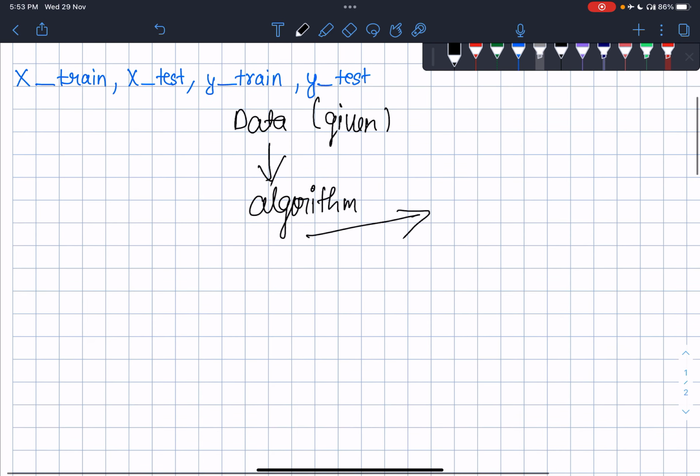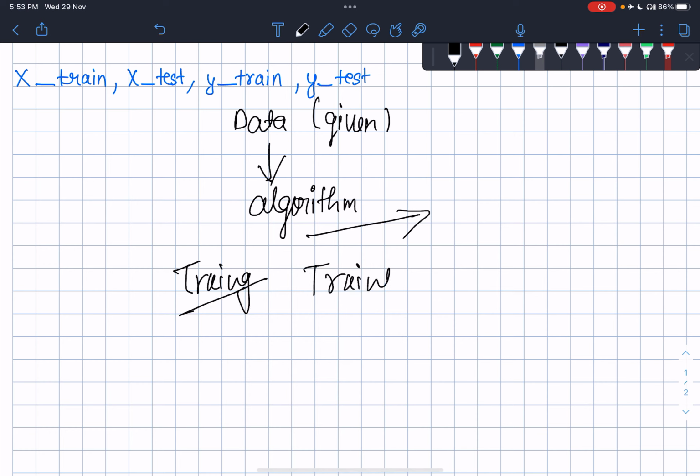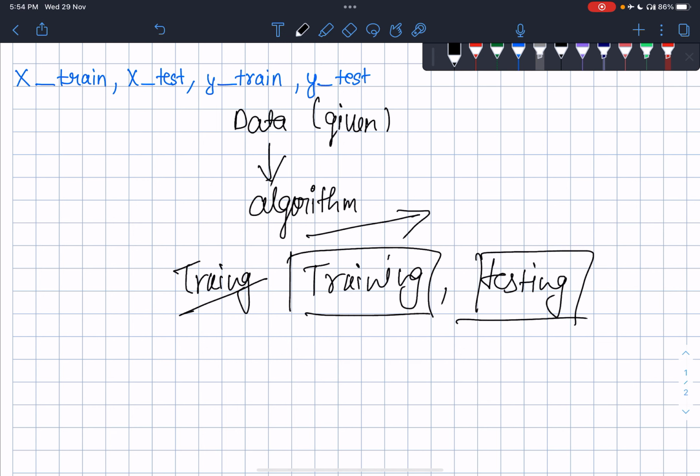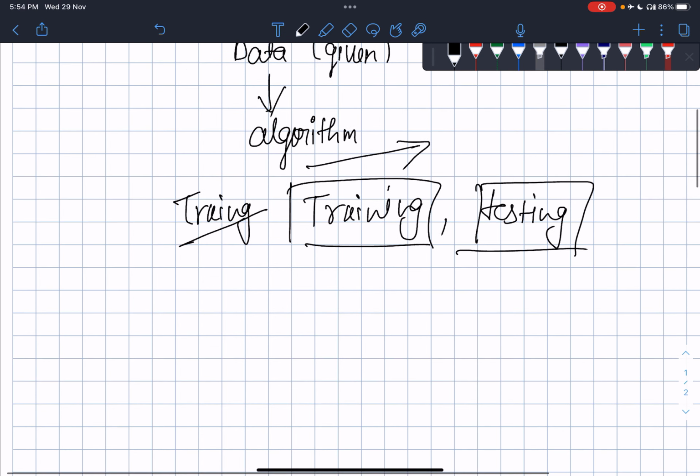Okay, so we split it into two sets. The first is training and the second one is testing. Can you guess from the names? The first one is training and the second one is testing, the training set and the testing set.